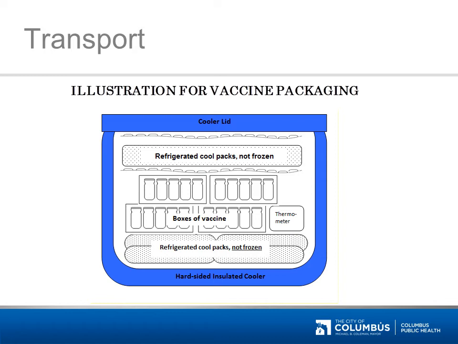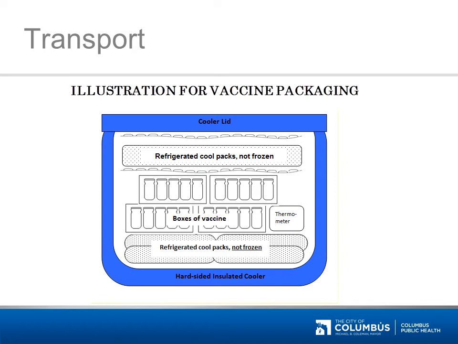Next, place at least 2 inches of crumpled paper to separate the refrigerated gel packs from the product. Place the product in the center of the cooler. Cover the product with another 2-inch layer of crumpled paper on both the top and the sides of the vaccine to prevent it from shifting.